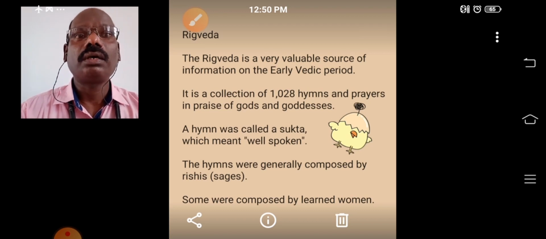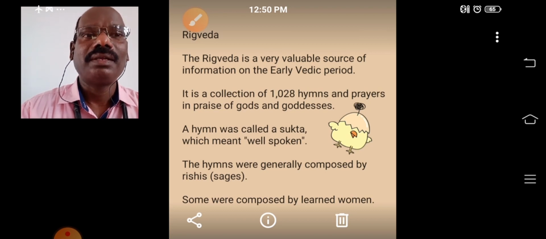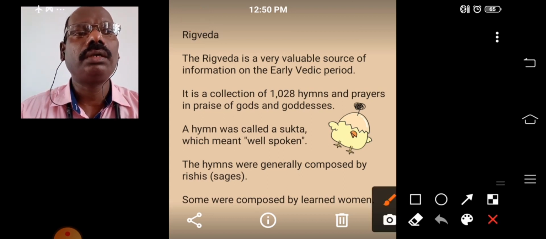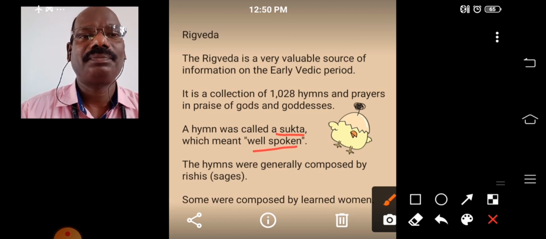So in the Rigveda, what is there? It is full of hymns and prayers praising the gods and goddesses. The hymns have another term, called Sukta. Sukta means well spoken.